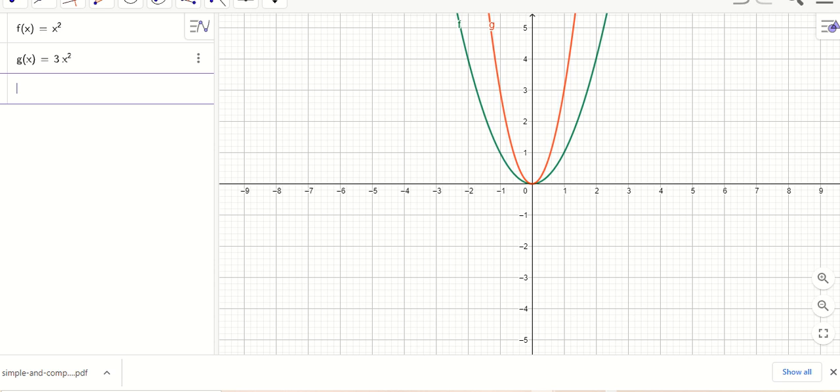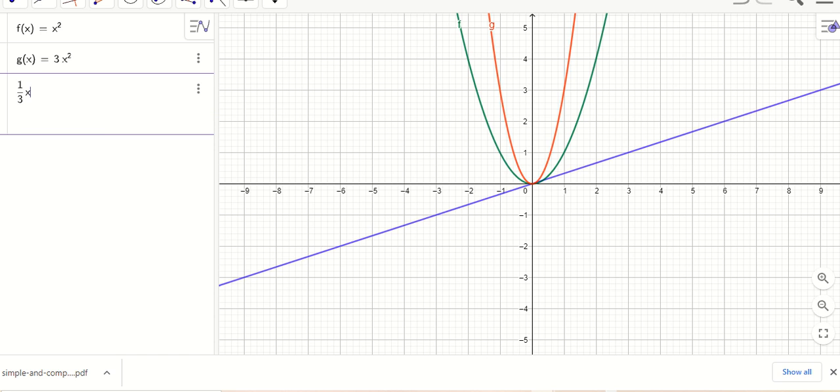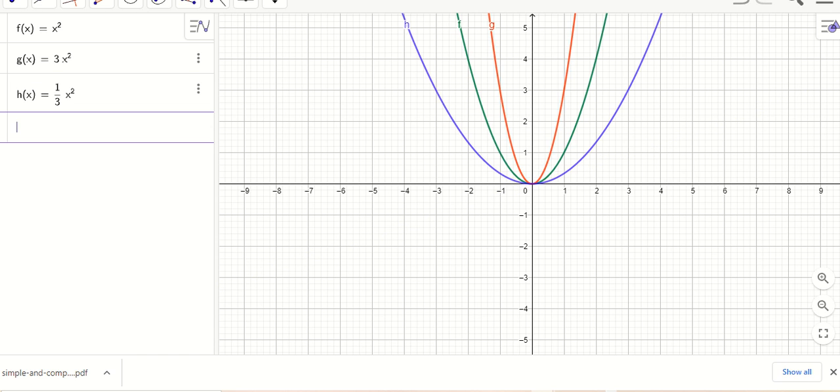All right. And then if I did 1/3 x squared, you see how it's wider than my original graph? Do we see the differences between them now?